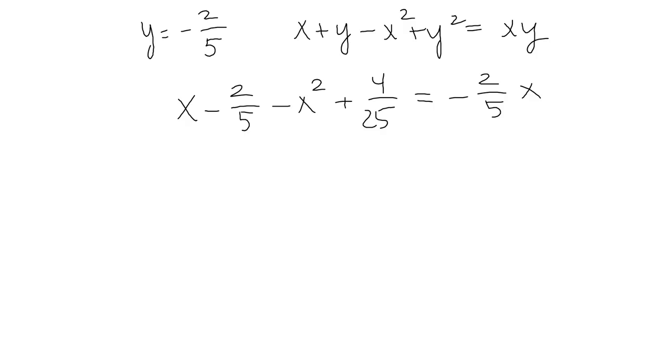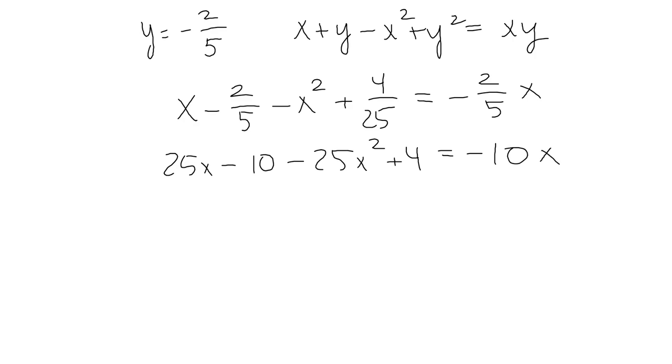And I think the best thing to do here is just to immediately multiply everything by 25. If I just multiply everything by 25, I get rid of all the fractions. So we're going to end up with 25x minus, if we multiply that by 25, we get minus 10, and then minus 25x squared plus 4 equals a negative 10x. Now it's just a quadratic.